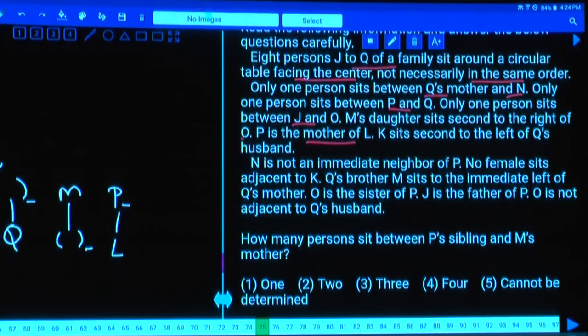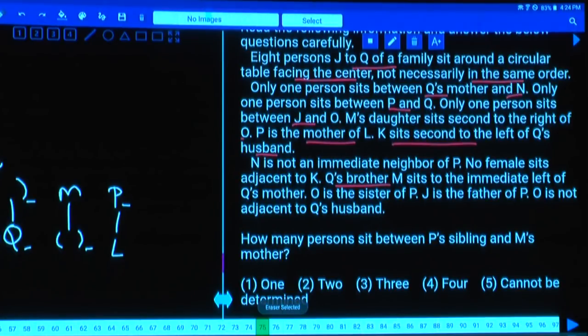Q is having a brother M. Now who is Q's brother? Q's brother is M. As Q's brother is M, and M is having a daughter, now we can combine these two statements. Q is having a brother, who is M, and this person is having a daughter because in the earlier statement we have that information.